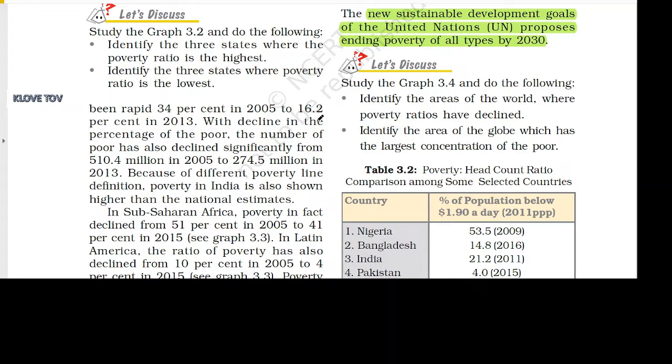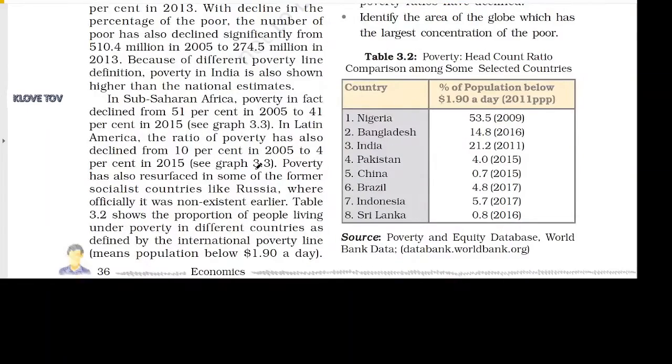34% in 2005 to 16.2% in 2013. With the decline in the percentage of the poor, the number of poor has also declined significantly from 510.4 million in 2005 to 274.5 million in 2013. Because of different poverty line definition, poverty in India is also shown higher than the national estimates.